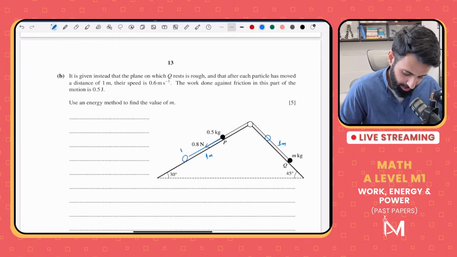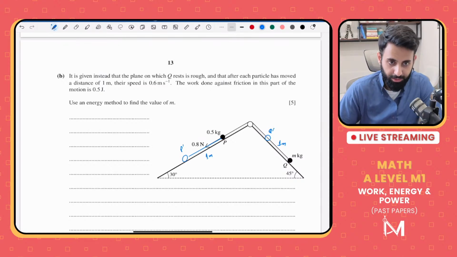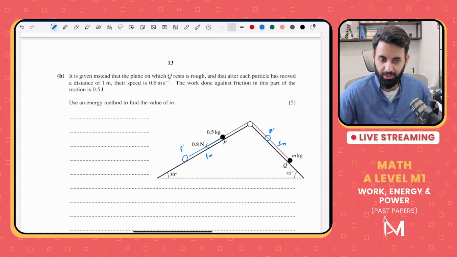So this is P prime and this is Q prime. Okay, so what happens after that? Their speed is 0.6 meters per second. All right. The work done against friction in this part of the motion is 0.5 joules. Use an energy method to find M.